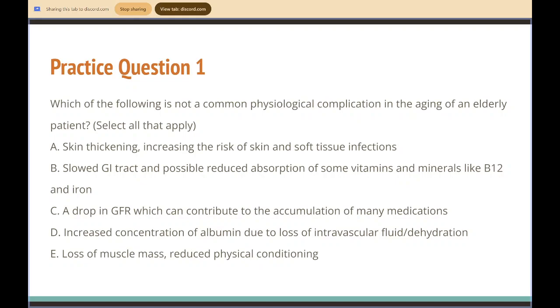And if you chose C or E or B, you may have been confused with not a common physiological complication. All right. Any questions or concerns for this practice question? Remember, there are two more.